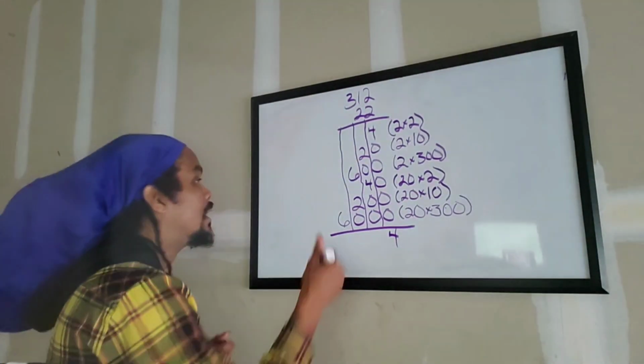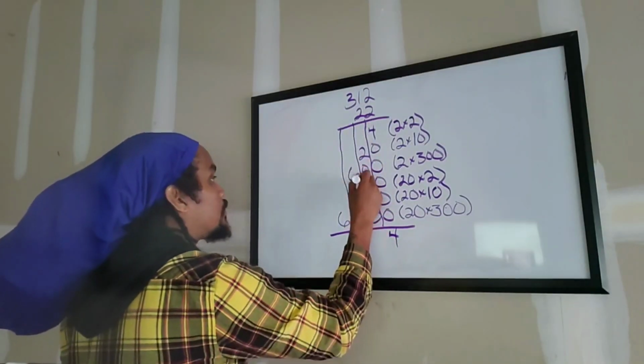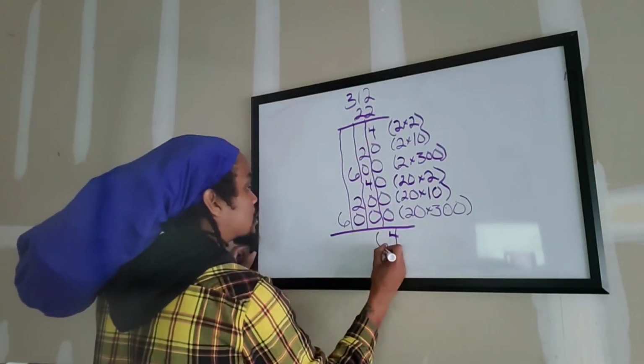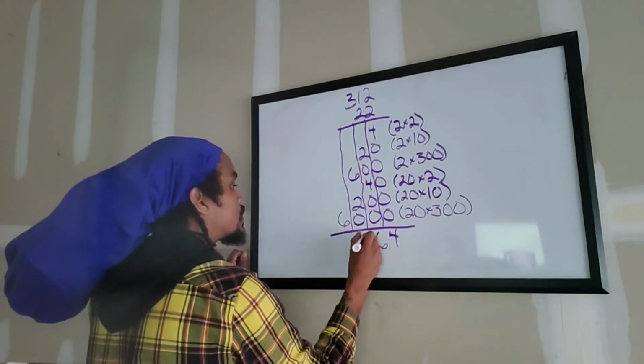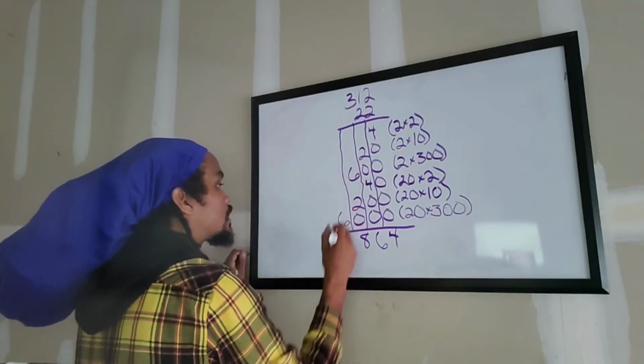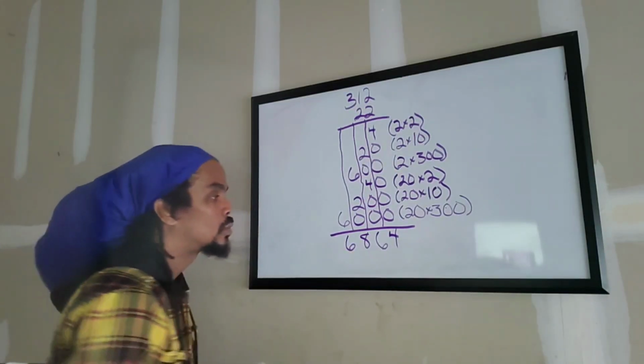All right, 4 in the ones place. In the tens place, what we get? 4, and that's a 6. Now our hundreds place, 2 plus 6 is 8. And in our thousands place, we get 6. So our total is 6,864.